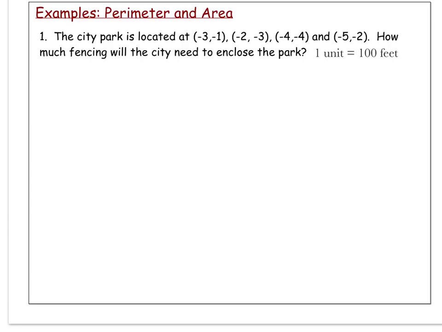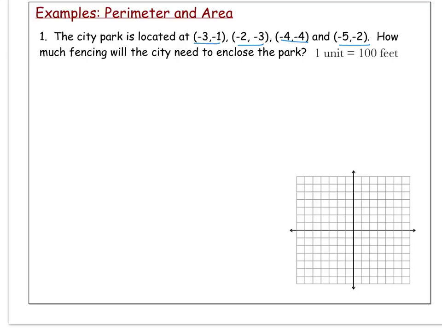Alright, so in this first example, the city park is located at (-3, -1), (-2, -3), (-4, -4), and (-5, 2). How much fencing will the city need to enclose the park? Alright, so I see that I have coordinates, so it's going to be a lot easier if I put them on a grid. If grid paper isn't given to me, like on an exam, then I'm going to need to make my grid paper. So I'm going to go ahead and get a piece of graph paper and graph my points.